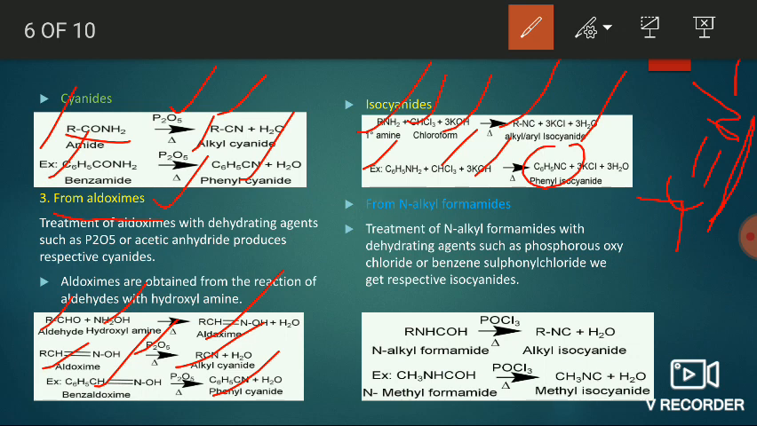If you treat ketones with hydroxylamine, we get corresponding ketoximes. Treatment of aldehydes with hydroxylamine produces aldoximes. Treatment of ketones with hydroxylamine produces ketoximes. Only aldoximes undergo dehydration in the presence of dehydrating agents to form corresponding cyanides. Okay, this is preparation of cyanides from aldoximes.